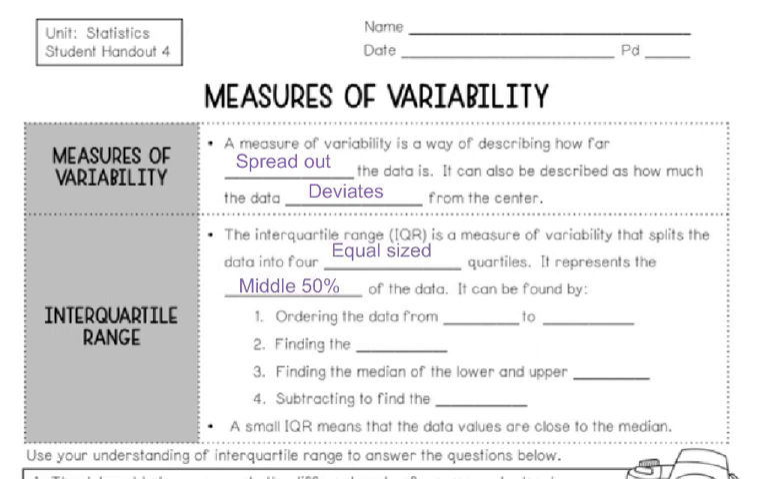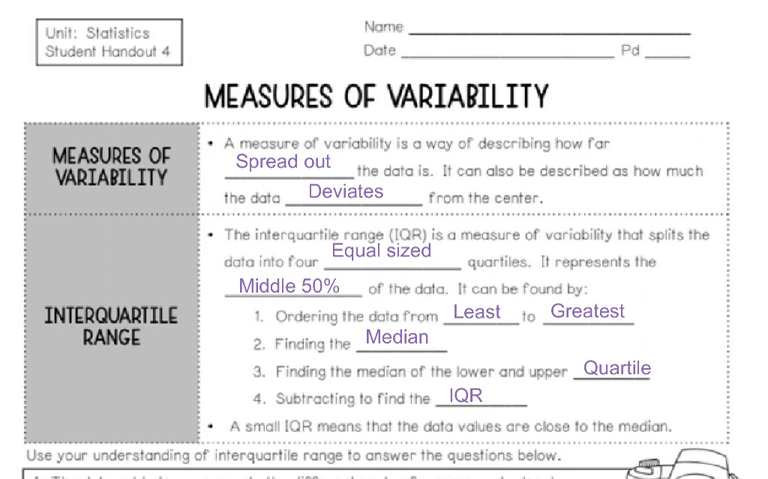The interquartile range, sometimes abbreviated as IQR, is a measure of variability that splits the data into 4 equal-sized quartiles. It represents the middle 50% of the data. It can be found by 1. Ordering the data from least to greatest, 2. Finding the median, 3. Finding the median of the lower and upper quartile, and 4. Subtracting to find the IQR. These aren't different strategies, these are actually steps.